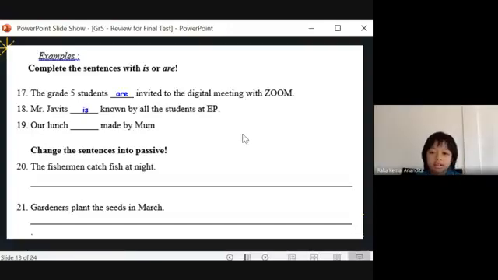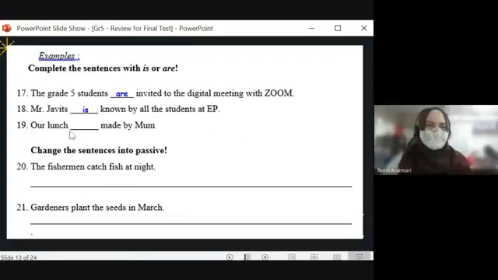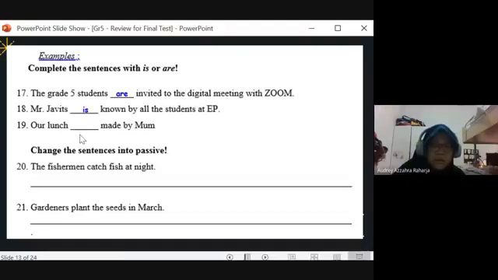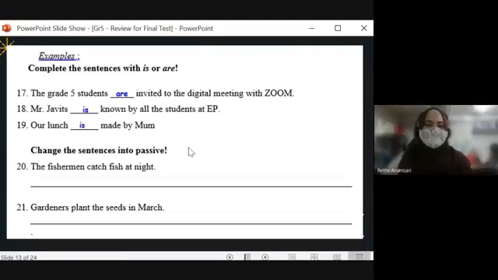What about number 19? Our lunch is made by mom. That's right. Now, it's time to change active sentences into passive sentences.